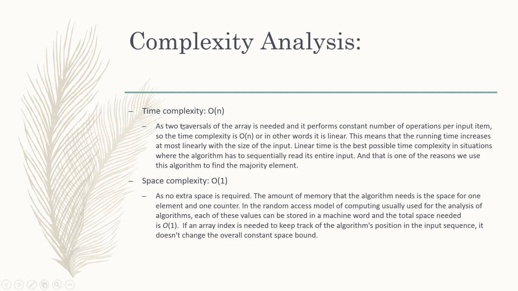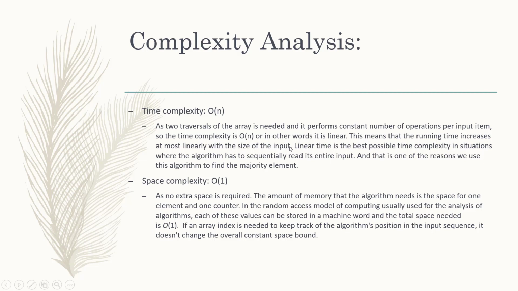Here we have two traversals of the array, performing a constant number of operations per input item. So the time complexity of this algorithm is big O of n. In other words, it's linear. We call it linear time complexity. This means that the time will increase linearly with the size of the input.